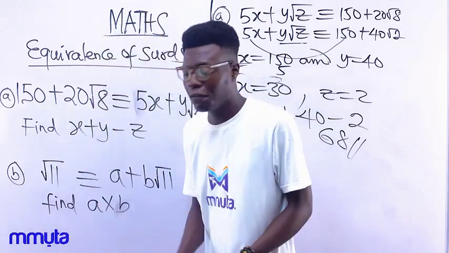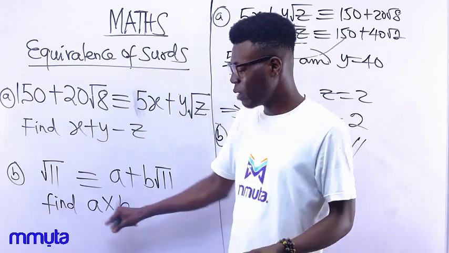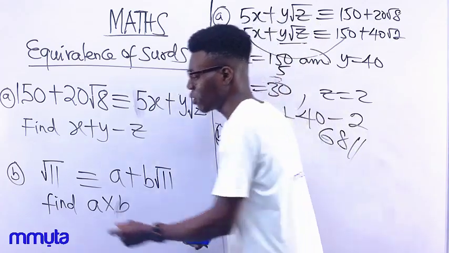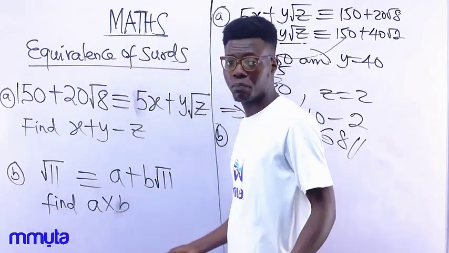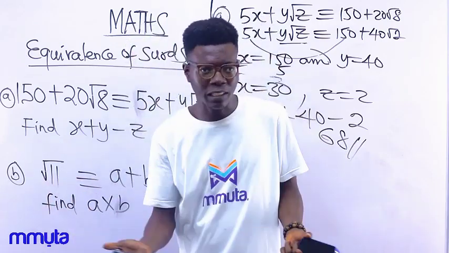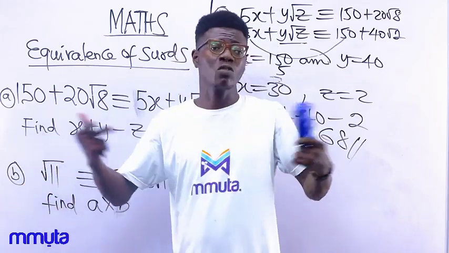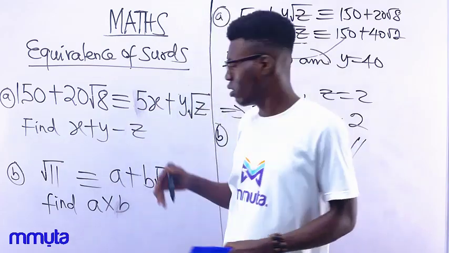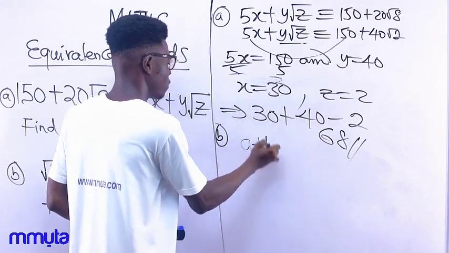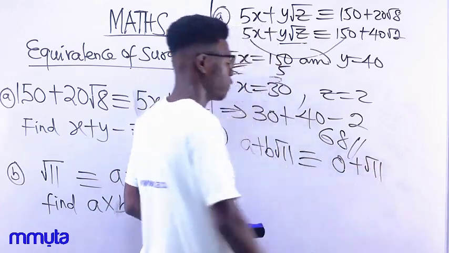And then in this case, we have root 11 is equivalent to a plus b root 11. We are told to find or evaluate a times b. You know there is a problem because this is not complete, whereas this is complete. Or rather say that this is not our compound, but this one is compound. What does that tell you? It is telling you that the integer part of this, or let us call it the rational part of it, is 0, because 0 is equally a rational number. Therefore, you can say that a plus b root 11 is equivalent to 0 plus root 11.